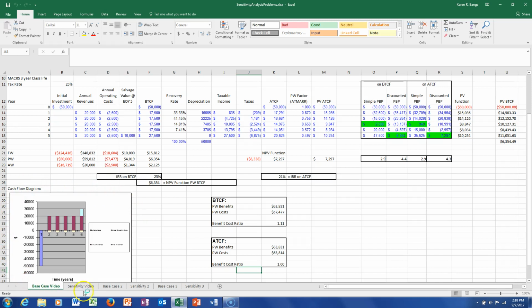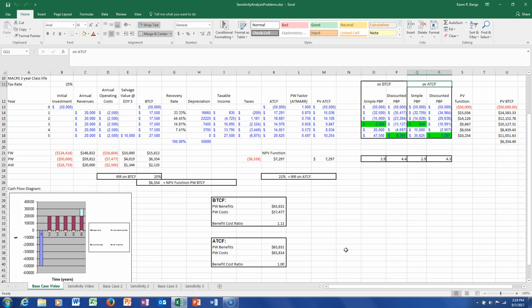We see we have the cash flow diagram. We have different types of cash flow set up here, what the depreciation is, taxable income, after-tax cash flow. We show future worth, present worth, and annual worth. We show internal rate of return on both the before-tax cash flow and the after-tax cash flow. We have the benefit cost ratio of both the before-tax and after-tax cash flow. And we have the payback period, both simple and discounted, on the before-tax cash flow and after-tax cash flow.